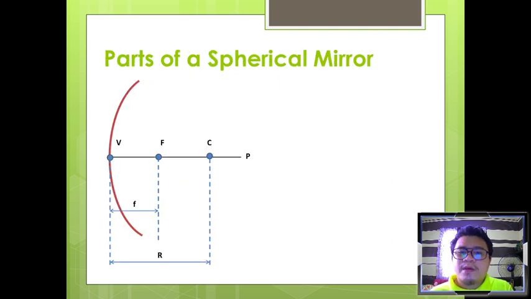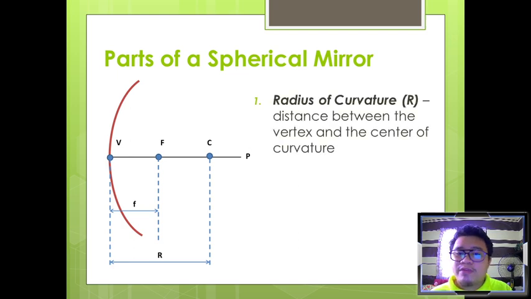Before we go there, let's first identify the different parts of the spherical mirror because it will help us understand further when we do our construction of the ray diagram. So let's go with each part. We have the radius of curvature, which is labeled R in the diagram, which is exactly the distance between the vertex and the center of curvature, which is point C in this case.